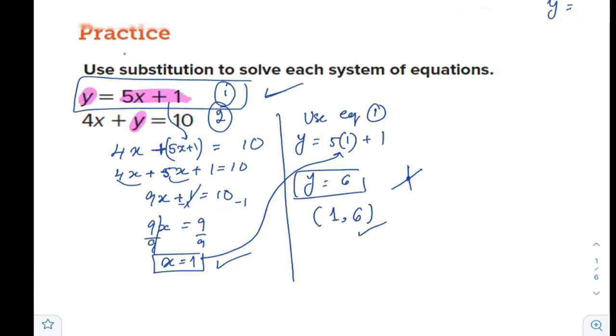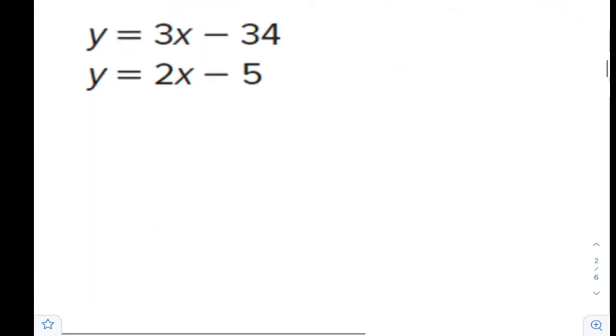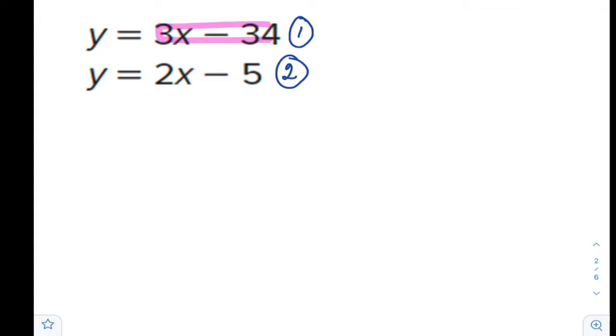Great. Moving to the next system. Now, equation 1 of system 2. We have a system of two equations. Both of them are solved for y. Equation 1 is ready, and equation 2 is ready to give. So let's now use equation 2 to give. So this is the sender.